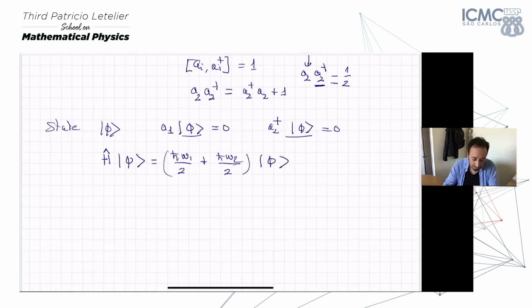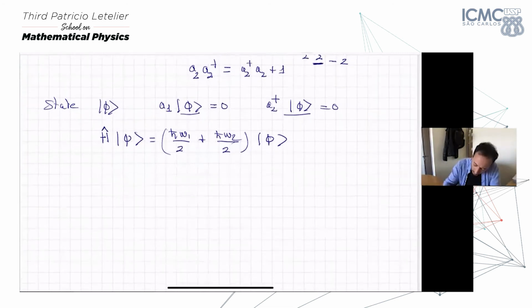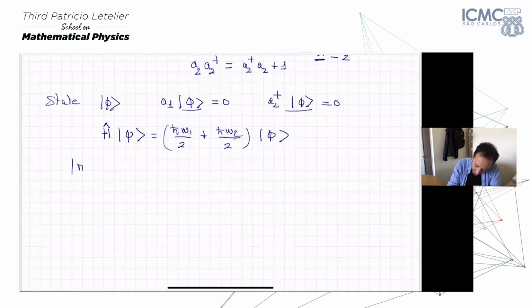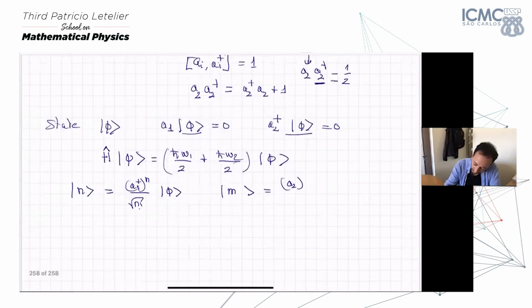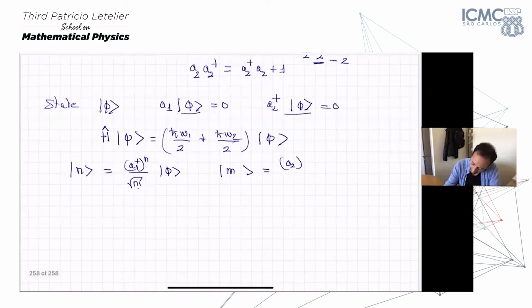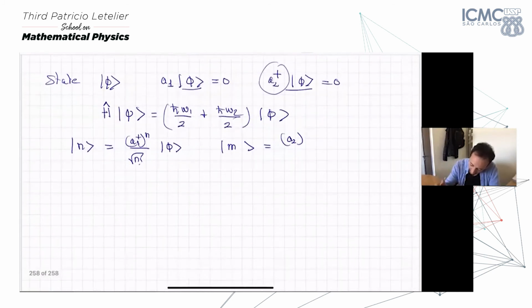Why? Because now from this vacuum, I can define a state N, which is going to be the standard A1 DAG n times over the square root of n factorial of this vacuum. And M, which is going to be with A2, but not DAG, because for A2, the DAG is the opposite of what we know usually. So n factorial over phi.